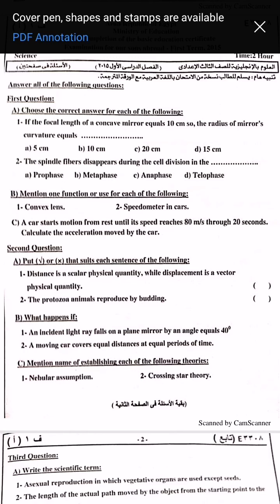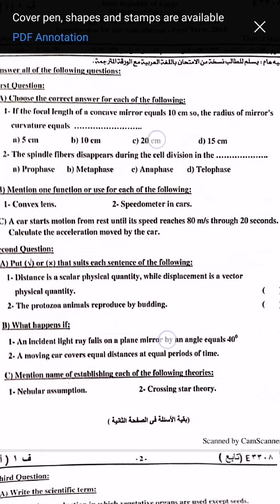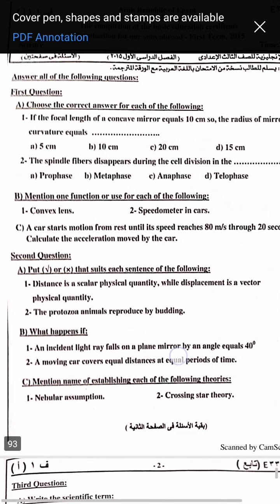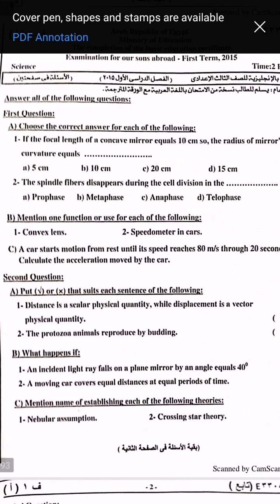B, mention the function of each of the following. The convex lens. The convex lens can be used for treatment of long sight. Also, the convex lens can be used in making some devices like microscopes and telescopes.